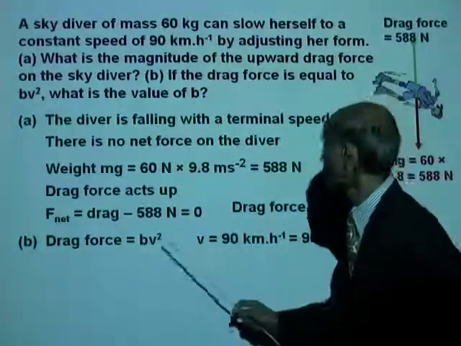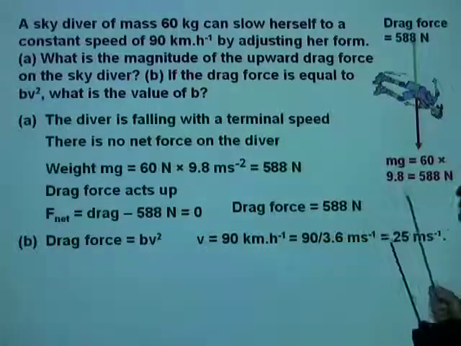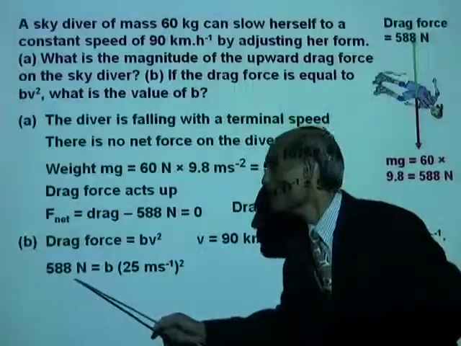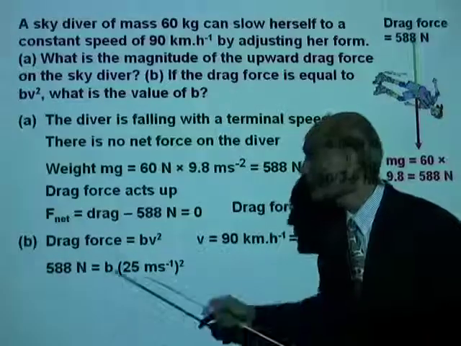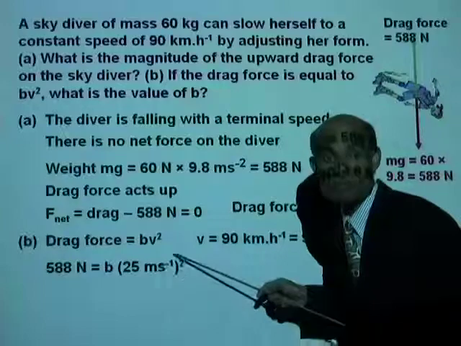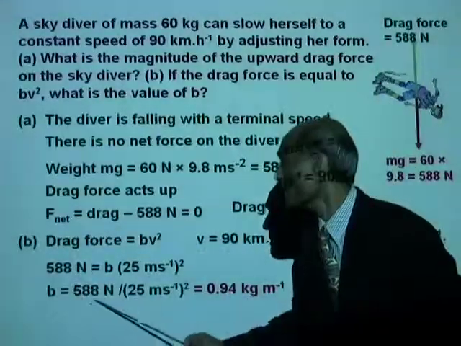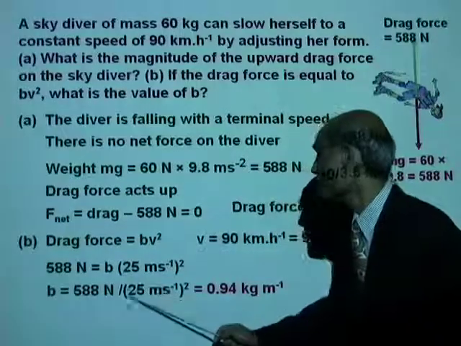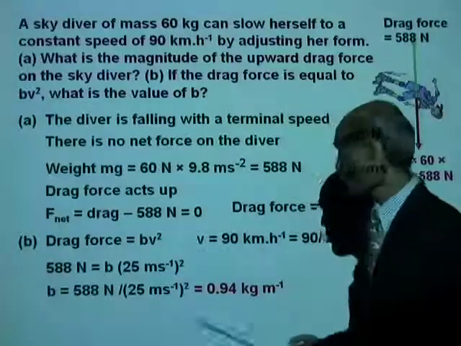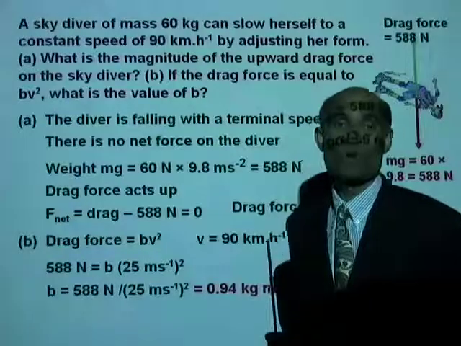So v equal to 90 km per hour, that is 25 meter per second. Therefore, we can say 588 Newton equal to b times v squared, 25 meter per second squared, or b equal to 588 divided by v squared, that is 0.94 kilogram per meter, and that is the value of b.